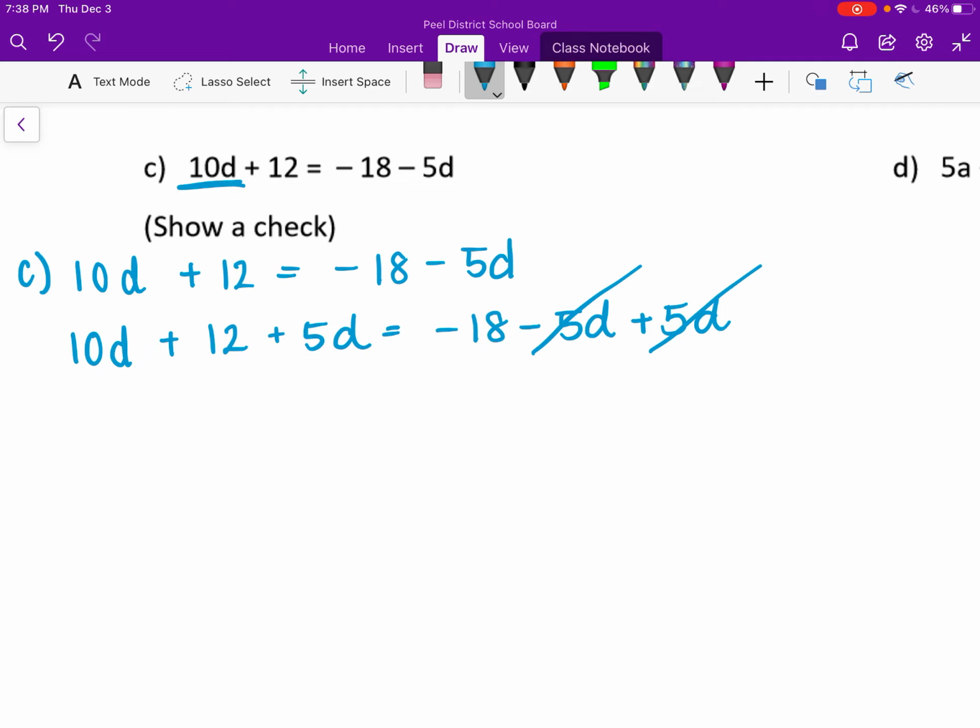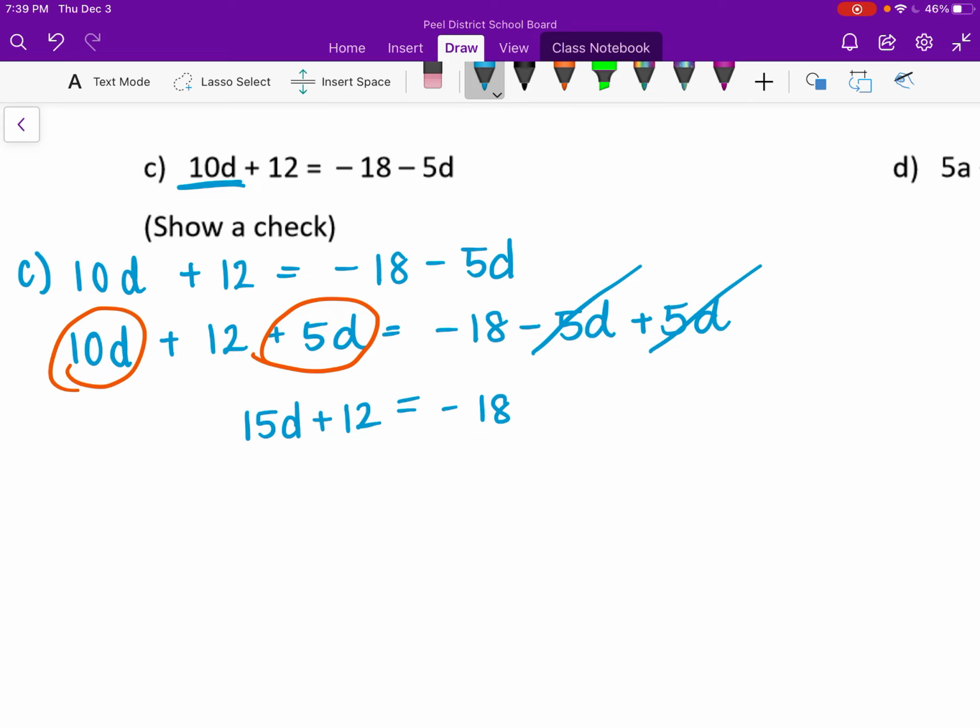So that cancels. So I'm left with negative 18 plus 0, but I'm just going to leave the 0 out. Here I'm left with 10D plus 5D. I can go ahead and collect those like terms. 10 plus 5 is 15. And then I'm going to leave the 12 because there's no D attached to it, so I can't collect that as a like term. I have 15D plus 12 equals negative 18.